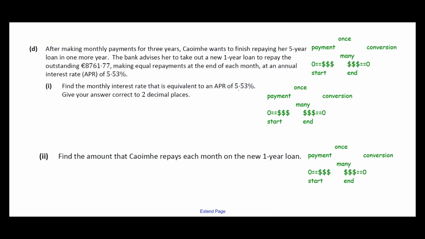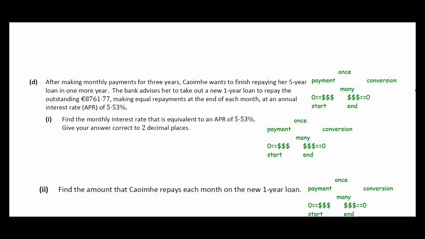Okay, then the next situation that we can face. So here, after making monthly repayments for 3 years, so she is repaying that loan, she wants to finish her loan in one more year. So again, are we talking about one payment or many? Let's see. The bank advised her to take out a new one-year loan to repay whatever she still owes by making equal repayments at the end of each month.